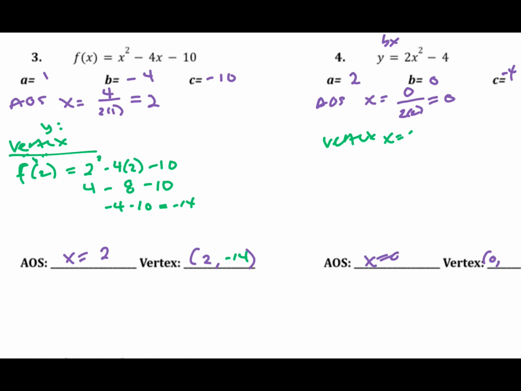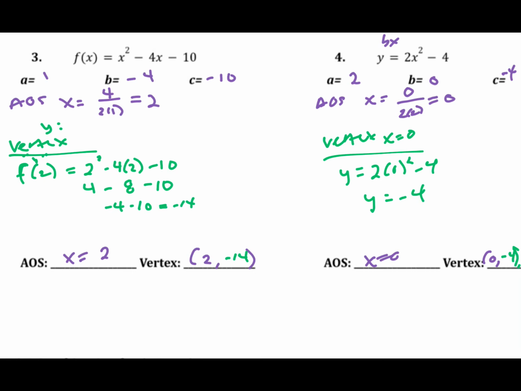To find our vertex, we're going to plug in x equals 0. So y equals 2 times 0 squared minus 4, which is negative 4. So our vertex is 0, negative 4.